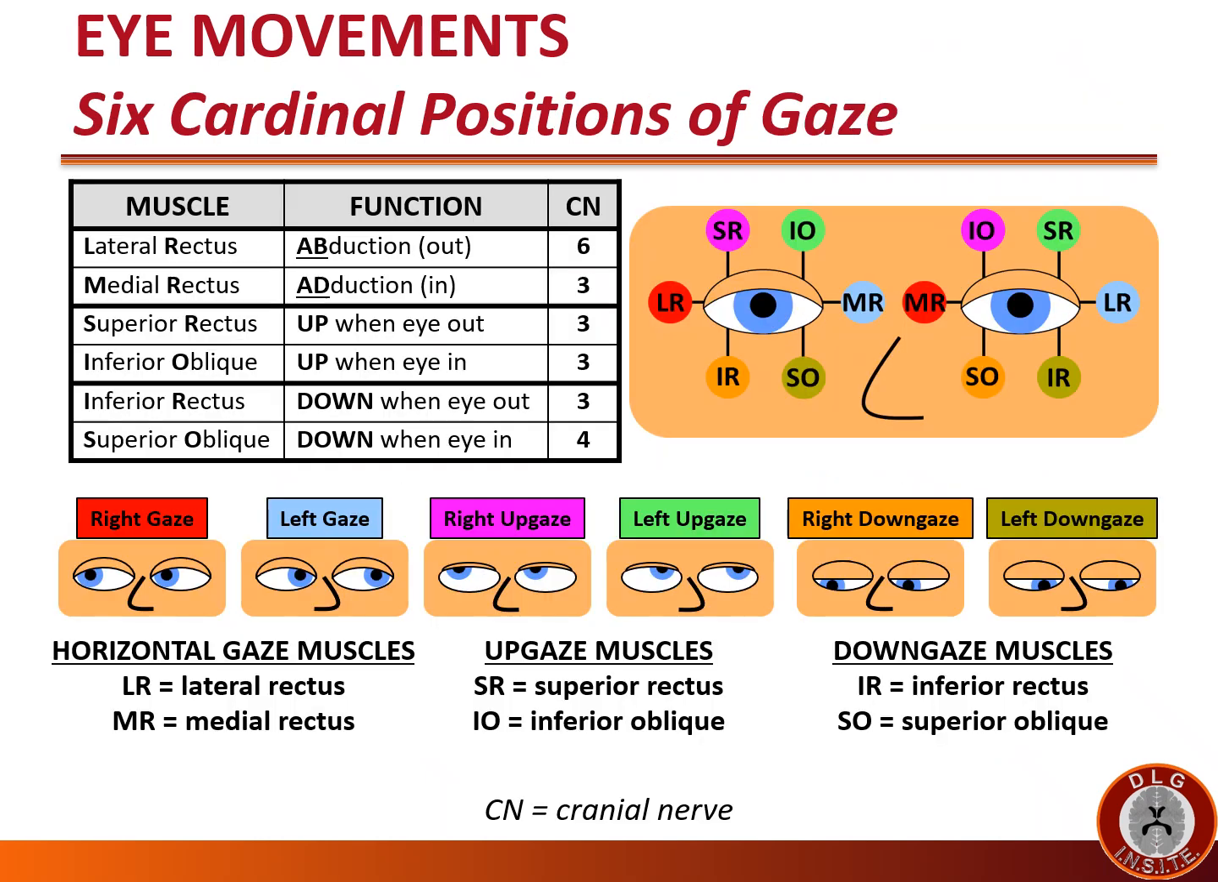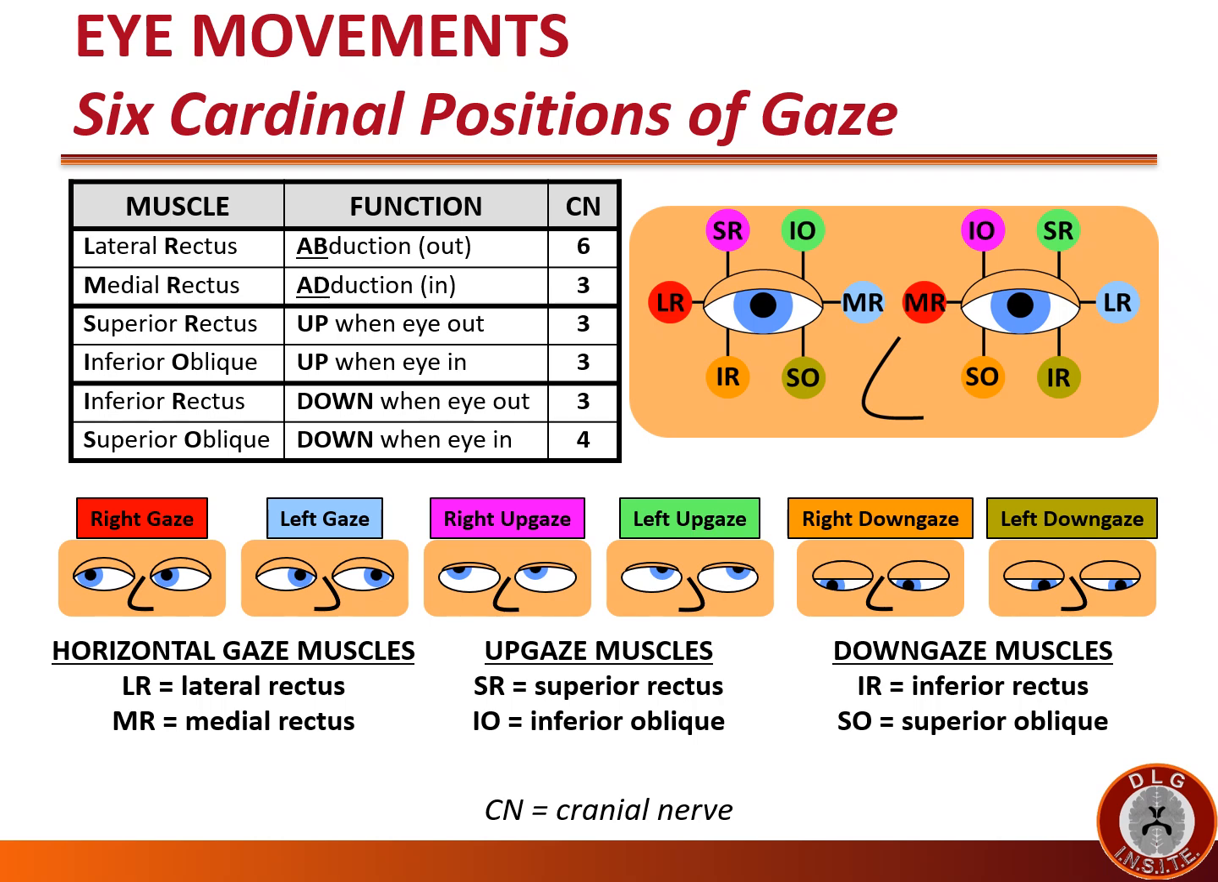There are 6 cardinal positions of gaze, not 4 as one might suspect from up, down, left, right. And that's because in terms of looking up and down, there are 2 muscles that help you look up in each eye and 2 muscles that help you look down in each eye. The lateral gaze is the easiest to discuss, so let's start there.